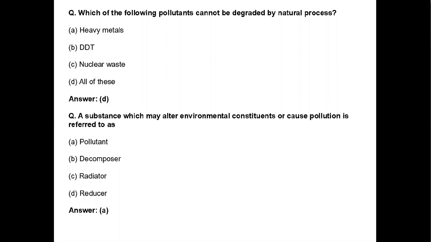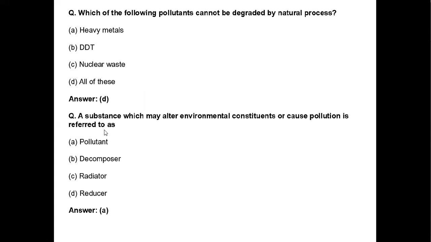First MCQ question: which of the following pollutants cannot be degraded by natural processes? You can see here heavy metals, DDT, nuclear waste and all of these. As we know, heavy metals cannot be degraded, DDT can also not be degraded, and nuclear power waste is not degraded. So all these above pollutants cannot be degraded by natural processes. So your answer is all of these above.